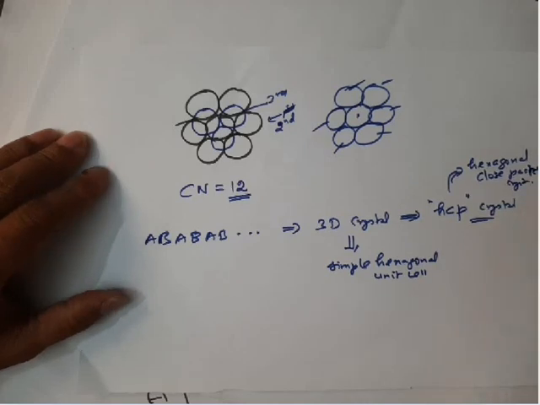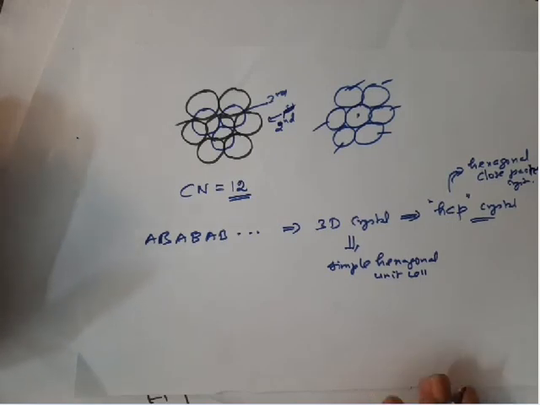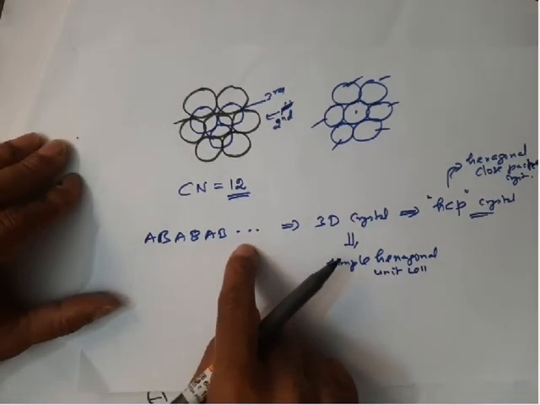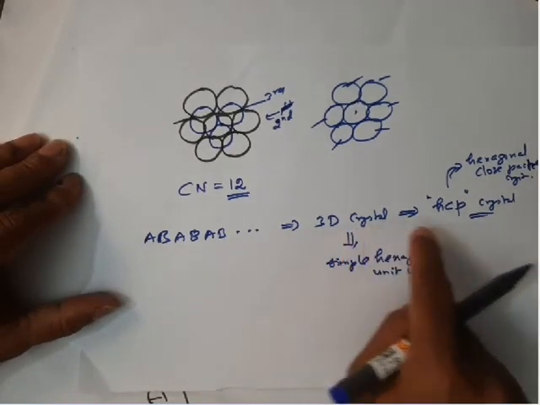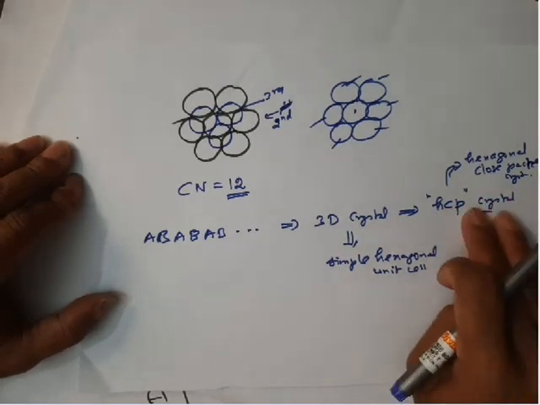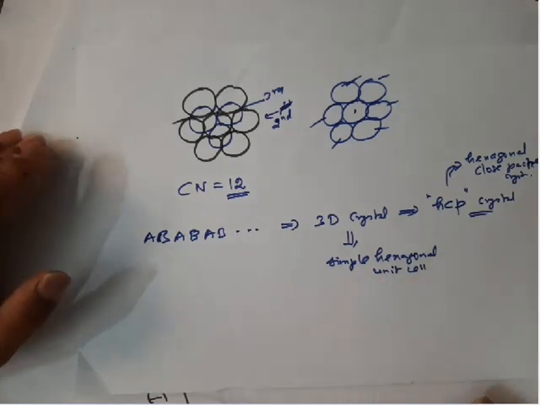Right? Students, are you able to follow this? Any doubt up to this? No doubt, sir. Okay. Just remember this. If you arrange it in AB type manner, you will get a 3D crystal. That 3D crystal is called as HCP crystal, hexagonal close packed crystal. And what is the unit cell present? Simple hexagonal unit cell.